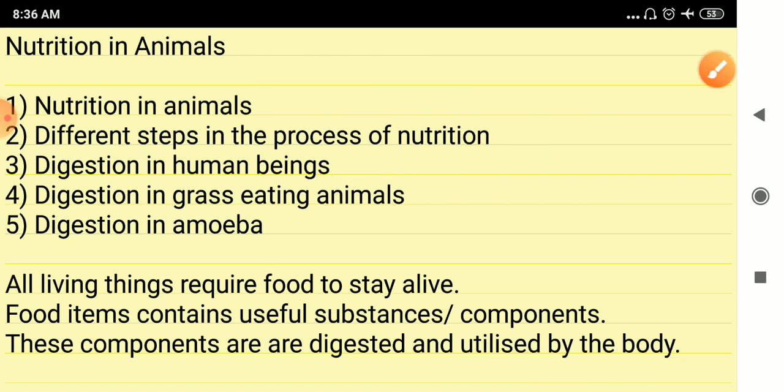All living things require food to stay alive and grow well. Food items contain useful substances or components. These useful substances or components are called nutrients. These components are digested and utilized by the body.